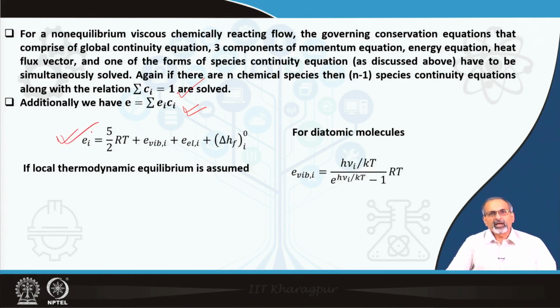If local thermodynamic equilibrium is assumed, then the vibrational energy of the species I would be given in this form, while if local thermodynamic non-equilibrium exists, then we have to have the vibrational rate equation with the effect of the diffusion velocity incorporated.